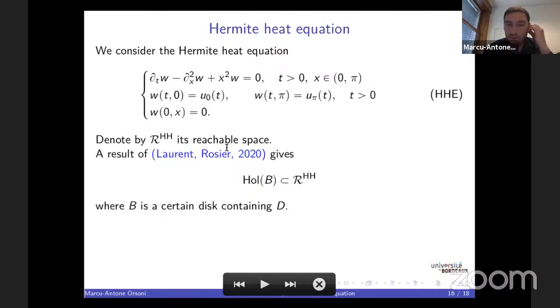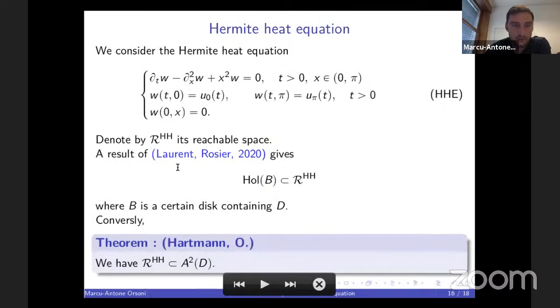The first result on this reachable space is given by Camille Laurent and Lionel Rosier. In fact, it's a general result on semilinear parabolic equations. And they proved that the functions which are holomorphic on a certain disk, which contains D, are reachable. Our result on this reachable space is the following. In fact, we can prove the same inclusion as for the heat equation. So the reachable space for the Hermite heat equation is included in the Bergman space of the disk.